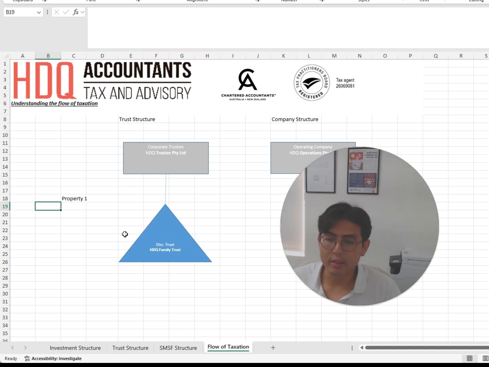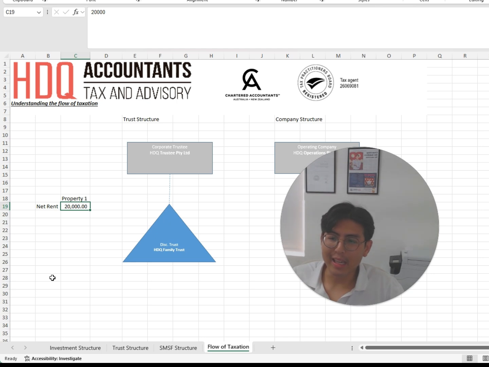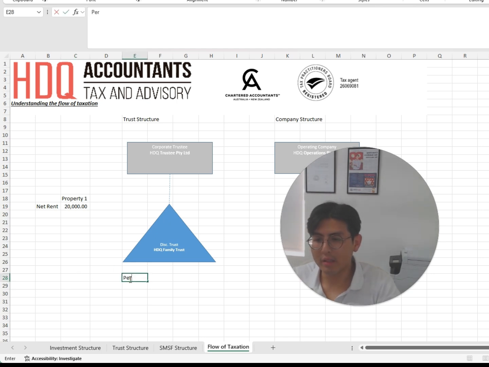Now, the second half of the definition is separating the beneficial ownership. So if property 1 brings in a benefit, which would be the net rent, let's say about $20,000, that means that the trust can collect that $20,000 and be able to distribute it to the beneficiaries. So let's say we've got person 1 and person 2. Their taxable income is already at $250,000 and 0.